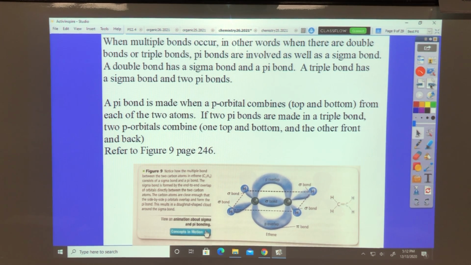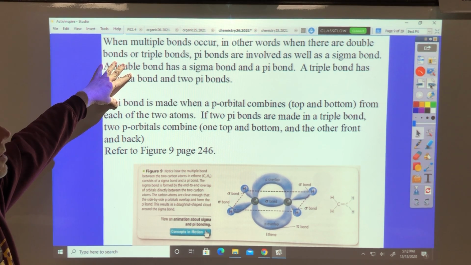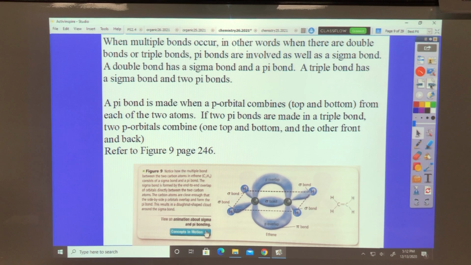When you get multiple bonds, if you have double or triple bonds, you get pi bonds as well as a sigma bond. A double bond has a sigma bond and a pi bond. I don't particularly like this diagram. A triple bond has a sigma bond and two pi bonds.